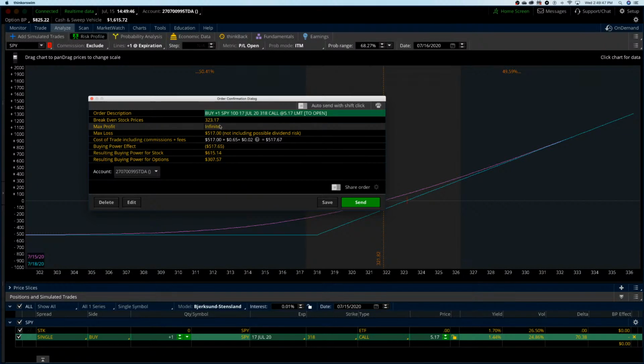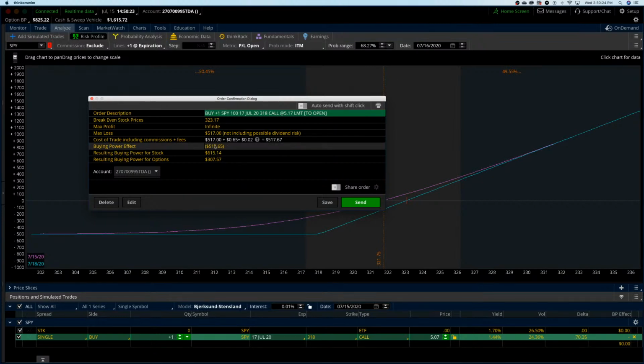It tells me what the max profit is. It's infinite because it could go up forever. It tells me what the max loss is, $517 now. It was a little bit more before, but since we've been talking, the premium has slipped out of this a little bit, and volatility has slipped out a little bit, so that the extrinsic value or the premium has shrunken even in the short time that we've been talking. Remember before when we first started, it was about $5.30. So it's actually lost quite a bit of money in just this short period of time.